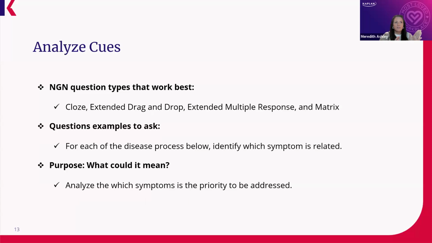For analyze cues, there's a list of what works best here: the cloze, extended drag and drop, extended multiple response, and then matrix. For example, a question you might ask is, for each of the disease processes below, identify which symptom is related. So you might have a list of symptoms and then maybe heart failure, pneumonia, and coronary artery disease, and they're going to have to pick which one of those each symptom would fall with. This is going to analyze which symptoms are the priority to be addressed with each of those disease processes. So that can be a good question type for that one.